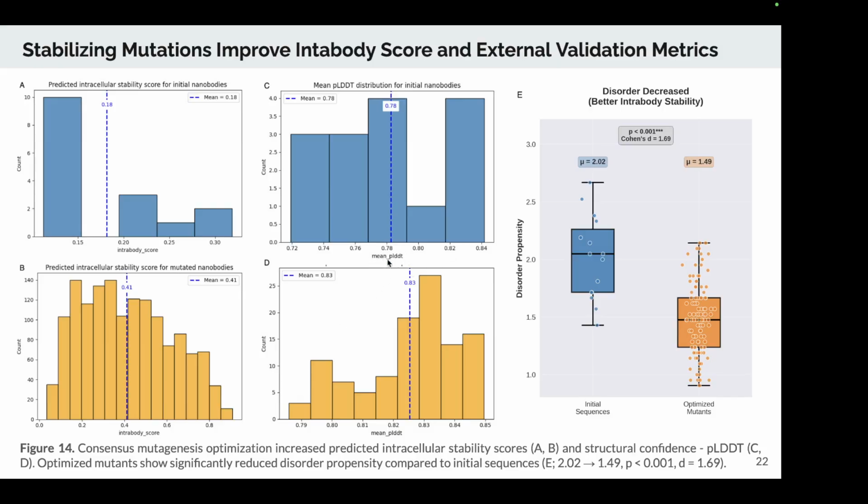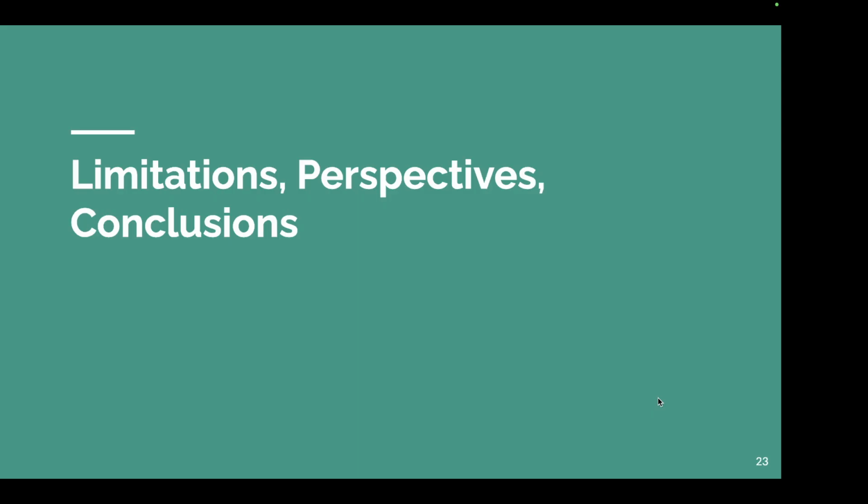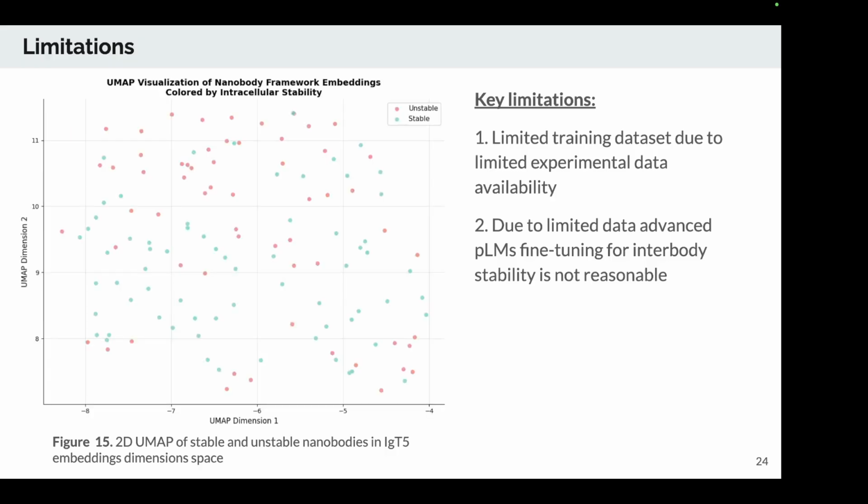Here I measured pLDDT, which is a structure confidence score, and you can see that the mean for optimized also shifts towards better scores. So this is another independent metric that I used to confirm that this algorithm works. And the third metric that I measured is disorder, which was measured by another external tool. And here you can see, again, a statistically significant change in optimized mutants towards less disorder, meaning more stability. And that's what we want. So let's move on to limitations, perspectives, and conclusions.